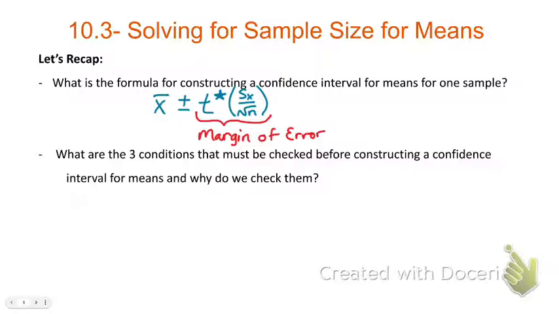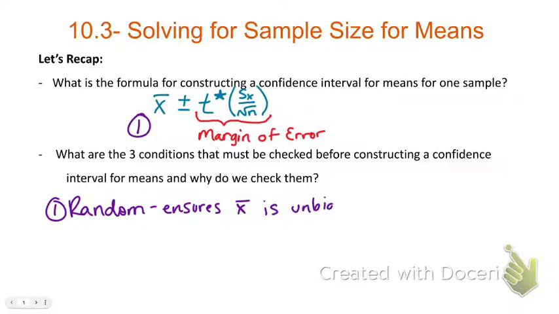So the first one that we check is random, and that has to do with the x bar. The reason, and this was on your workout that you turned in, why do we check the random condition? Yes, it ensures x bar is an unbiased estimator of mu. That was perfect. Couldn't have said it any better myself.